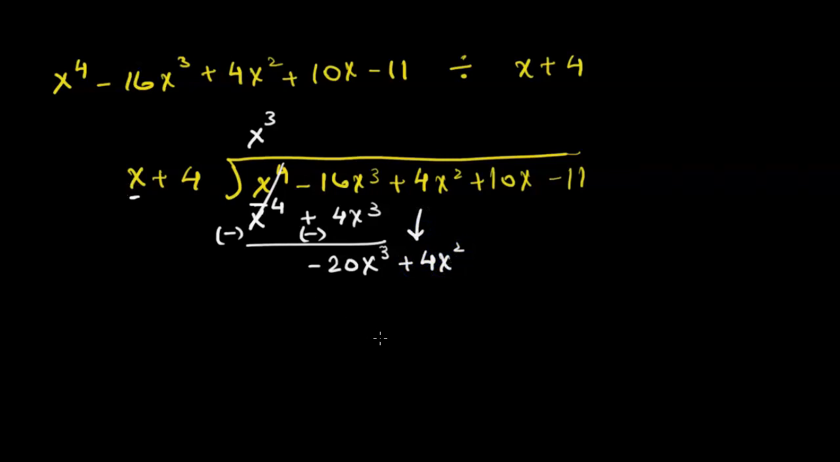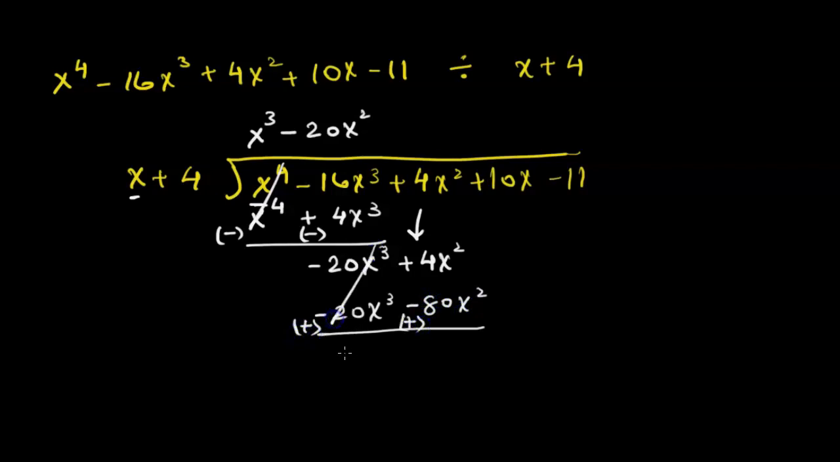Now what multiplied by x will give us a negative 20x cubed, and that is a negative 20x squared. When x is multiplied by negative 20x squared it gives us a negative 20x cubed, then 4 multiplied by negative 20x squared would give us a negative 80x squared. We have to subtract, so we flip the signs. Negative 20 plus 20 gets cancelled out. Plus 4 plus 80 gives us an 84x squared.